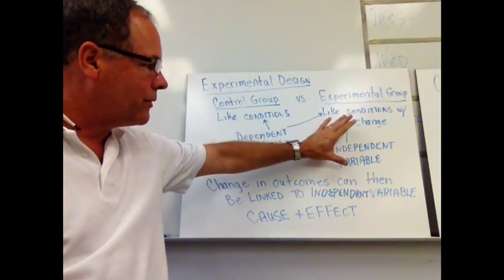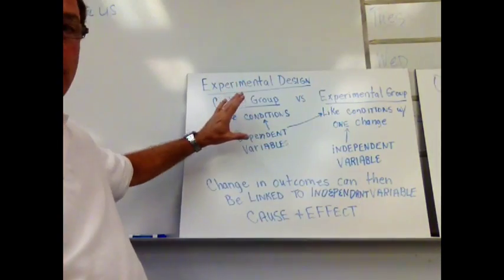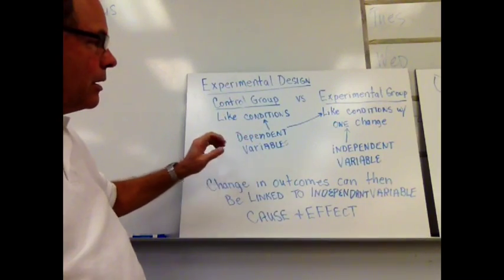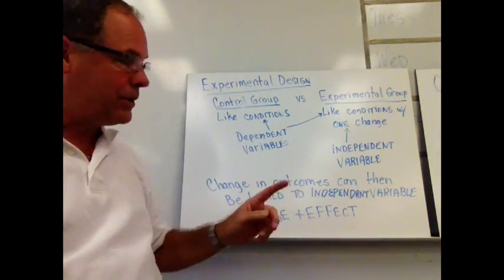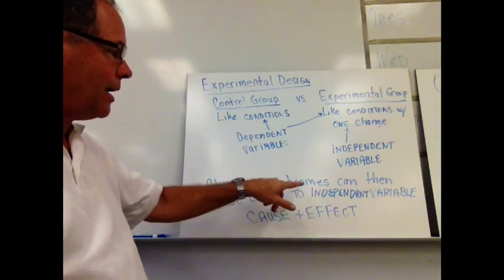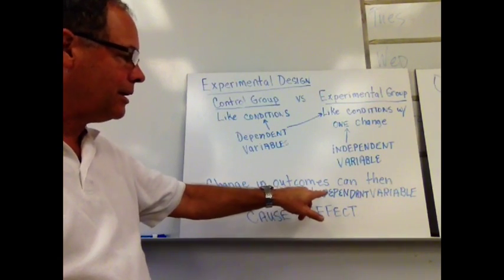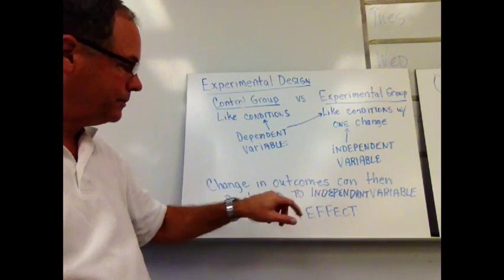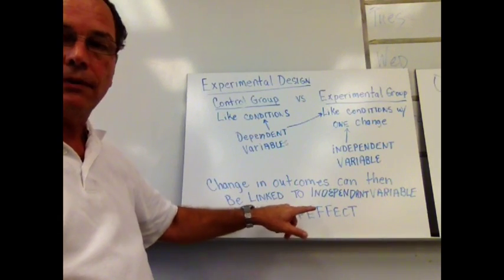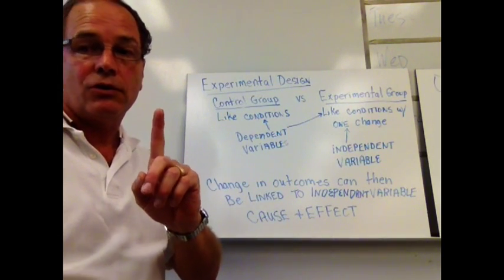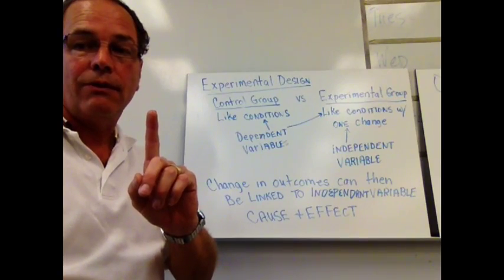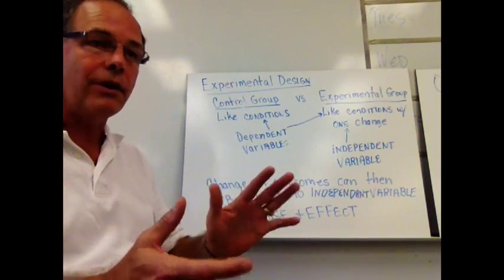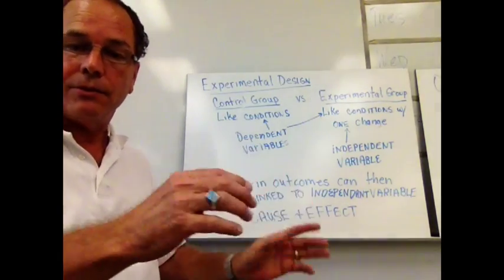So the outcomes over here versus the outcomes over here, between the two groups, there will be a change. And what you want to do is the change in the outcomes, you then can link them to the independent variable because of cause and effect. It's important, just one variable. Isolate one so that you feel confident that that one variable is the reason for the change in the outcomes.